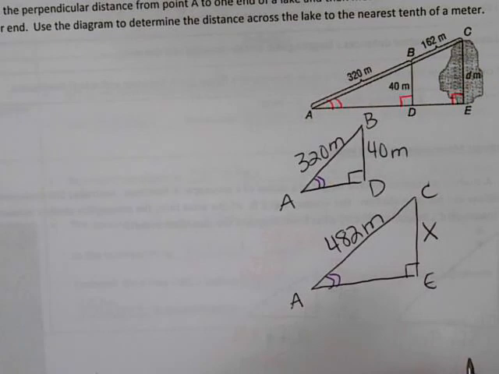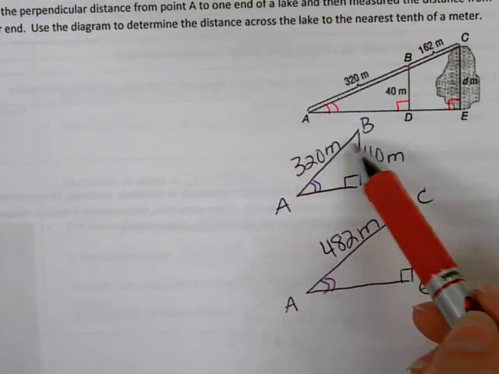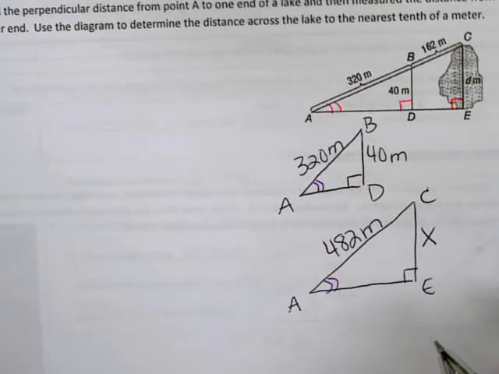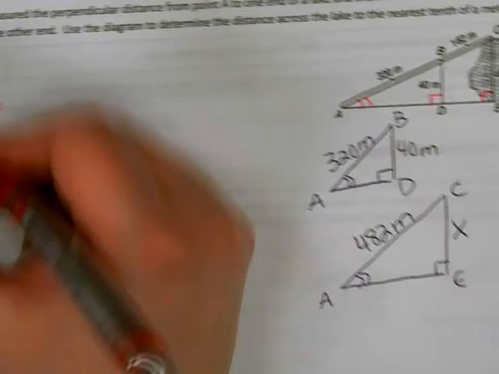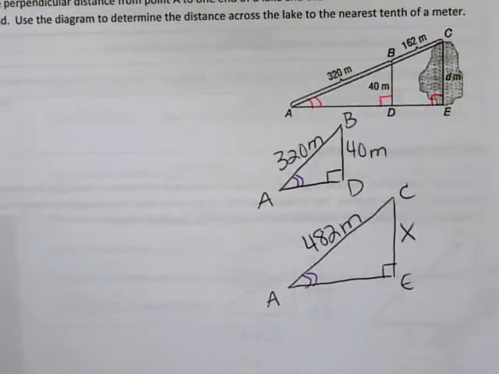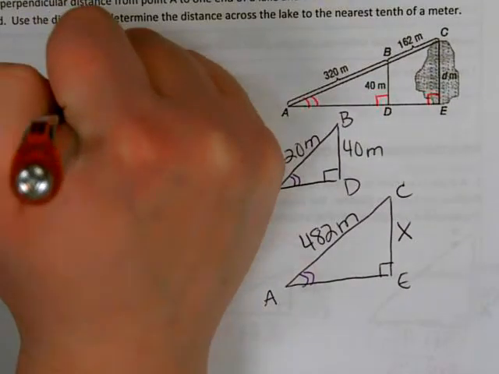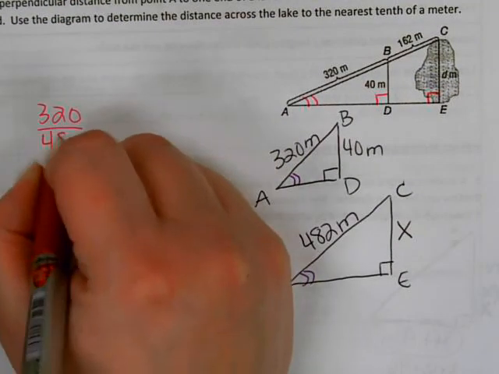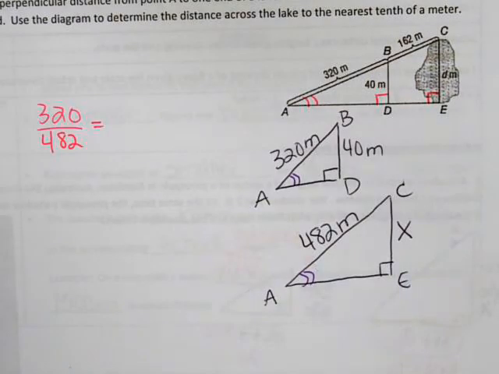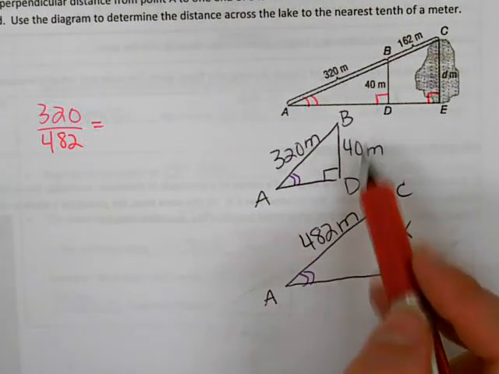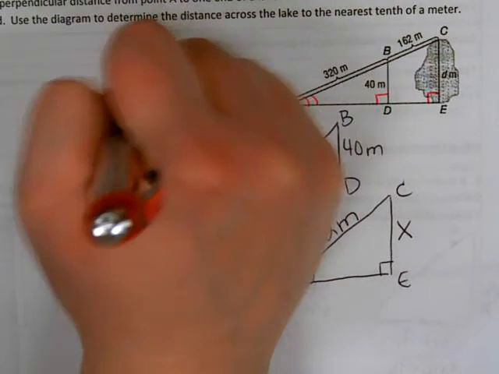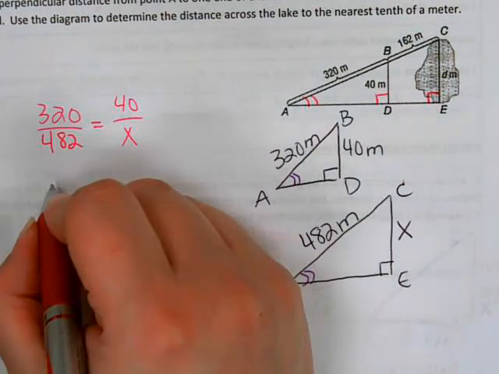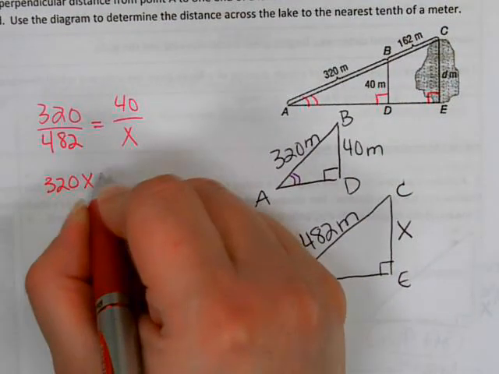So let's go ahead and do this. 320 is the hypotenuse. Let's just start there. So 320 over the other hypotenuse. Oh, you guys can't see. How about I move over a little bit so that you can. So 320 over the other hypotenuse, which is that 482, is going to equal this perpendicular height, so the 40, over the perpendicular height that we're looking for, that x. And then we just cross multiply. Once you set up your proportion, it's nice and easy.